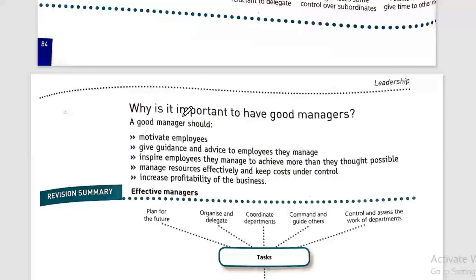So why is it important to have good managers? A good manager motivates employees, gives guidance and advice to all the employees, inspires others, and manages the resources effectively. When I manage and use all the inputs and all the resources well, definitely the costs are going to be under control and the profitability of the business will increase. A good manager will make sure to increase the profit in the business.